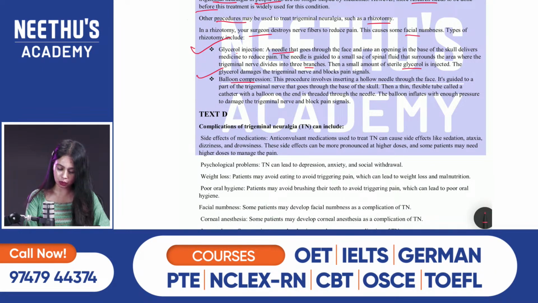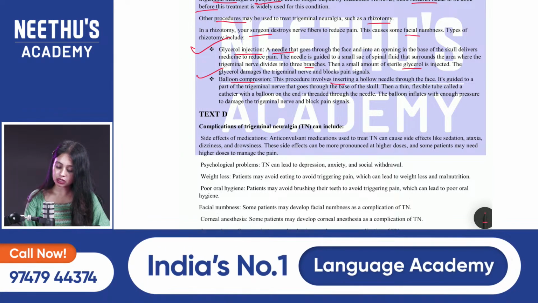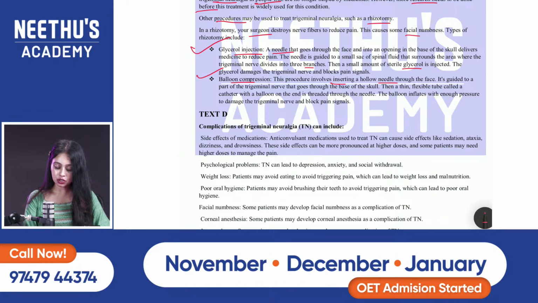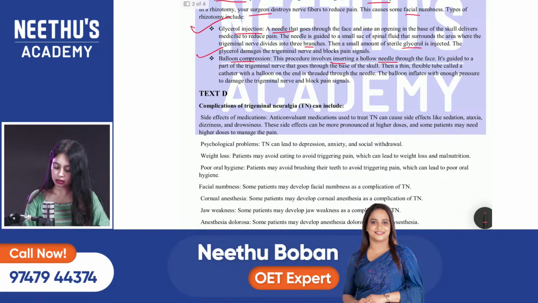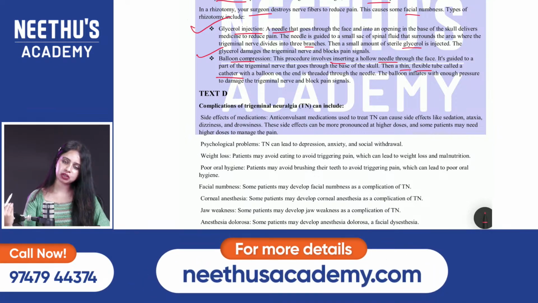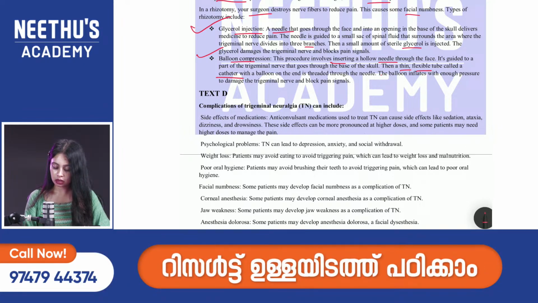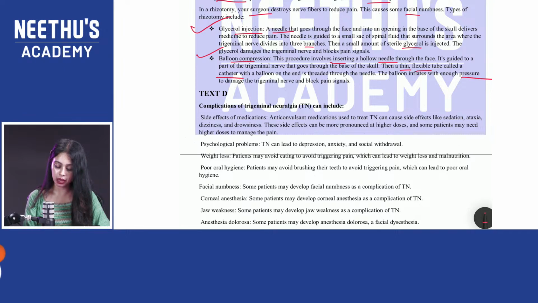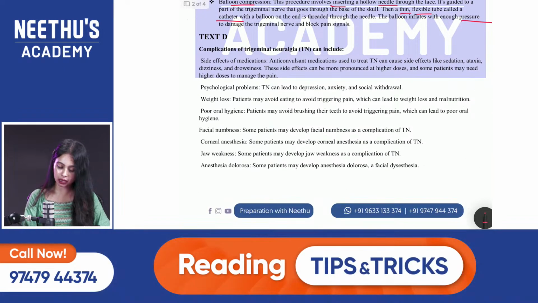Then balloon compression, what is it? This procedure involves inserting a hollow needle through the face. Okay, it is guided to the part of the trigeminal nerve that goes through the base of the skull, then a thin flexible tube called a catheter. See, name of the procedure as well as name of the instruments, devices mentioned here. Balloon on the end is threaded through the needle. The balloon inflates with enough pressure to damage the trigeminal nerve and blocks pain signals. So last one is text D.